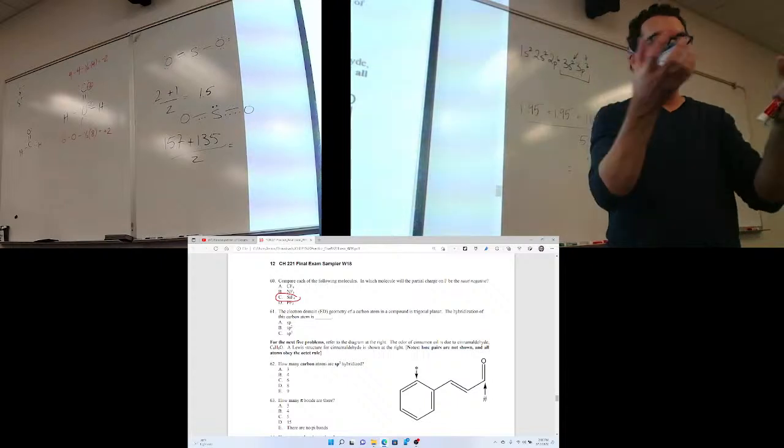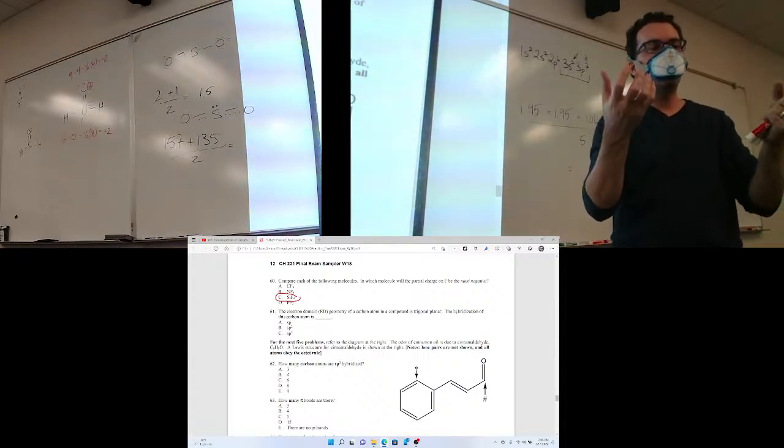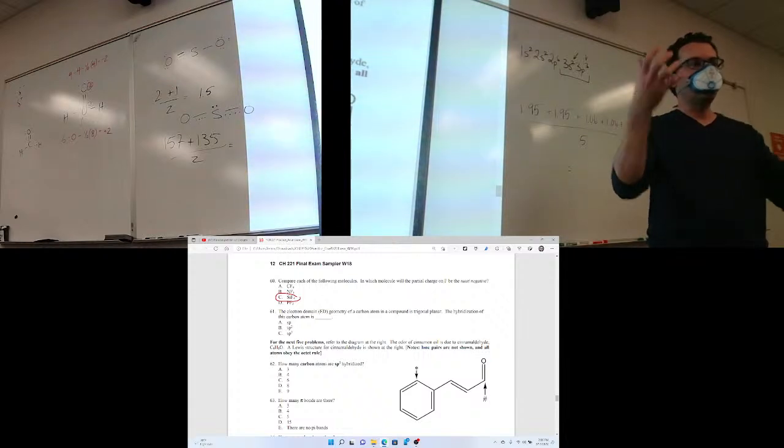If you had 2 fluorines put together, yes, they're both very electronegative, but they have equal electronegativity, so there'll be 0 charge.